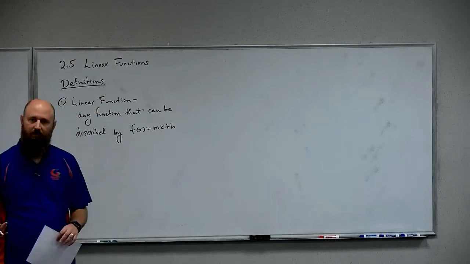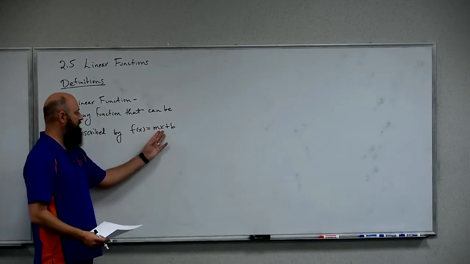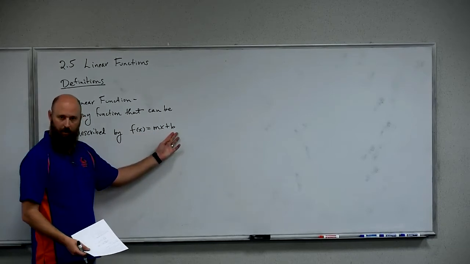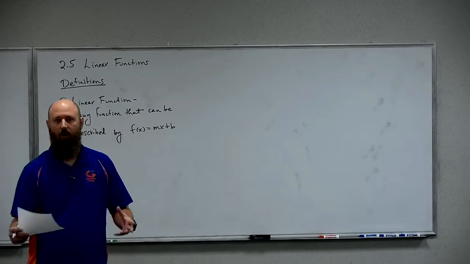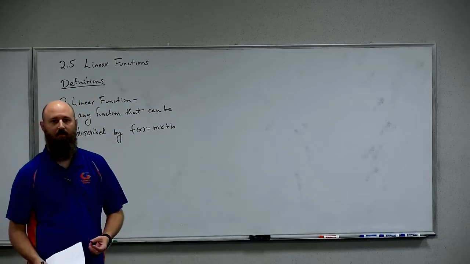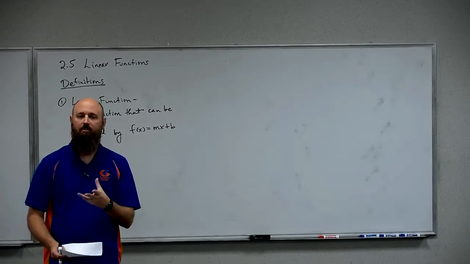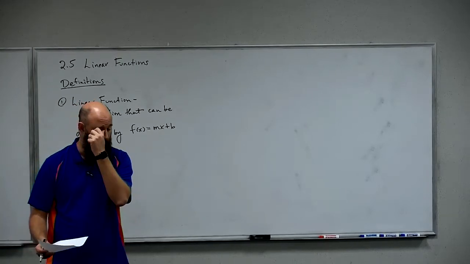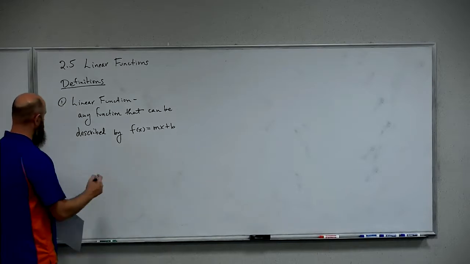So we have our function f of x, and then we have m, which is some number times x plus some other number. Notice there's no powers, absolute values, fractions with x on the bottom, those types of things. It's just that simple. F of x and x, and the other things are just numbers that are going to be multiplied, added, subtracted, those types of things. Okay.